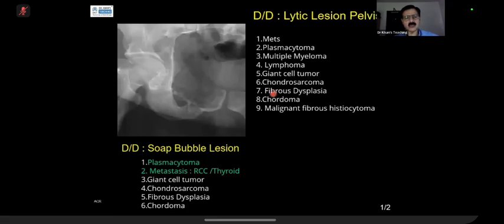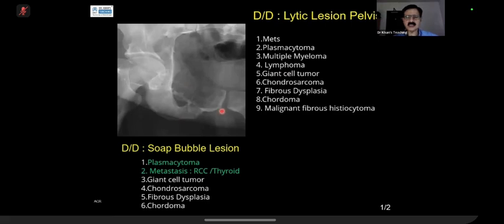So, lytic lesion in the pelvis, mets and plasmacytoma, and this is the way to remember things. You remember both of them on one page, and there is a bit of overlap. And then, other than plasmacytoma, multiple myeloma, I'll tell you very shortly what is the difference between the two. And then lymphoma. Lymphoma cannot give you a soap bubble appearance. This is the point to remember. And then giant cell tumor, chondrosarcoma, these are all common. So this is lytic lesion and this is soap bubble lesion.